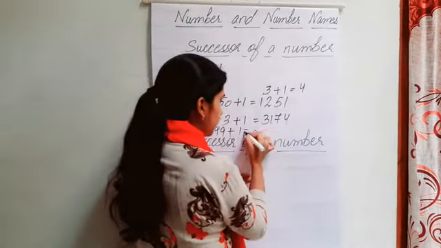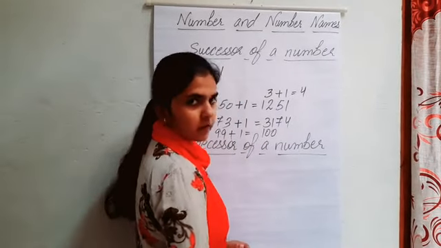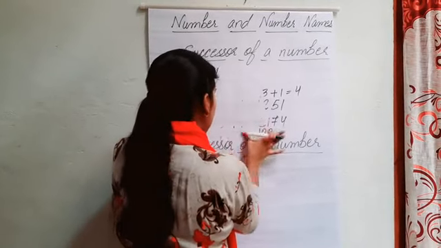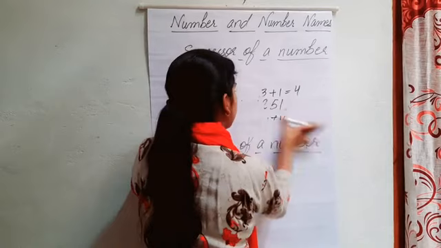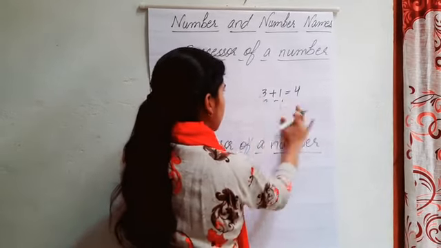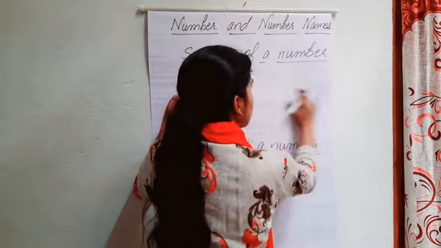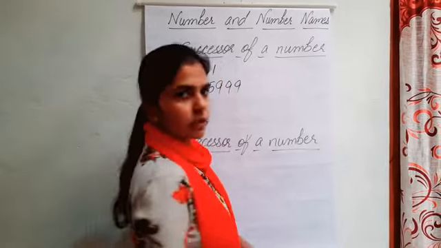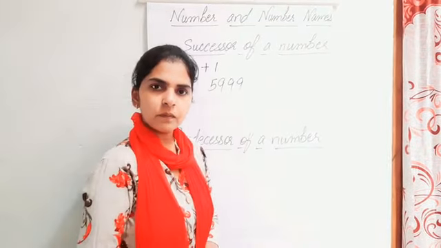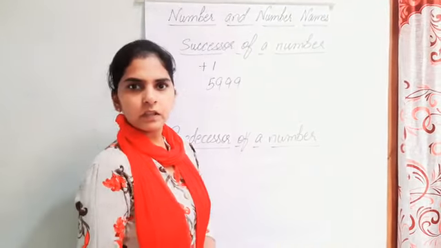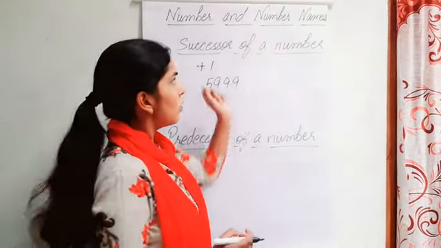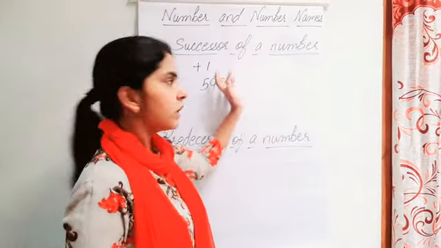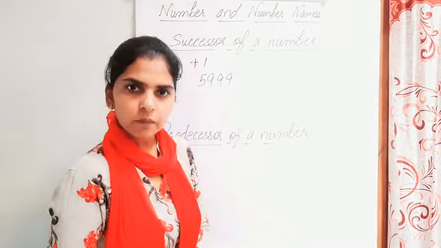Okay. Students, as you know, can you tell me the successor of 99? Successor of 99 is 100, right? So if I write a number like 5999, can you tell me the successor of this number? No need to worry about this type of number. You just need to remember one concept, that to find successor of a number, we need to add 1 in the given number. Okay.